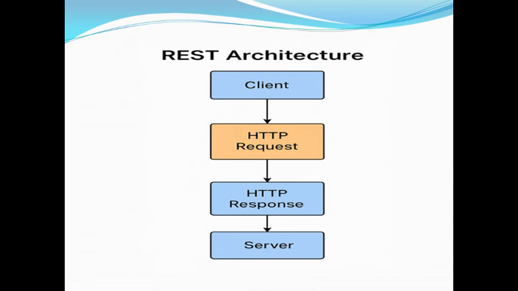The server processes this request and responds with an HTTP response that contains the status codes and data, usually in JSON format. This architecture is widely used in web and mobile apps because it is lightweight, fast, and scalable. It supports stateless communication, which means the server doesn't need to remember any past requests from the client, to improve the performance and flexibility.